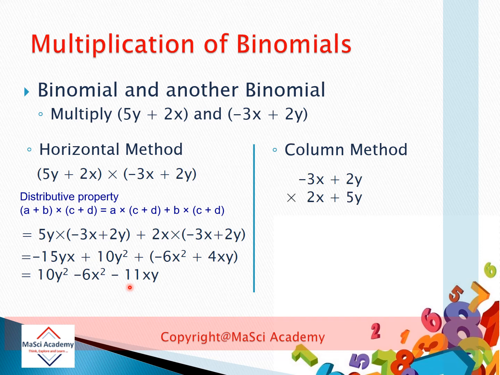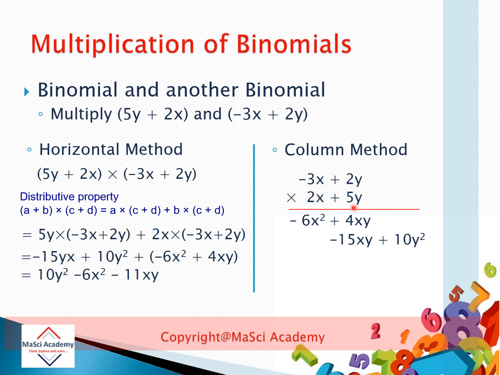Let's see the column method now. Both the multiplicands are written one below the other with the like terms in the same column. Now we will first multiply the first term of the second multiplicand with the complete first multiplicand. That is 2x is multiplied by minus 3x to get minus 6x square and then 2x is multiplied by 2y to get 4xy.